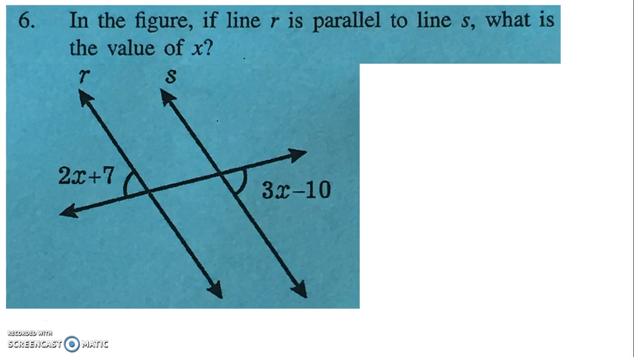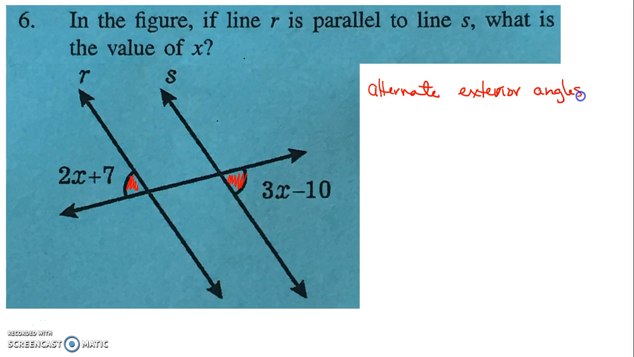Moving on, let's take a look at number 6. In the figure, if line R is parallel to line S, what's the value of X? All right, they give us some good information about some angles. They give us these angles. These angles are outside the parallel lines and on opposite sides of the transversal. These angles are actually alternate exterior angles.